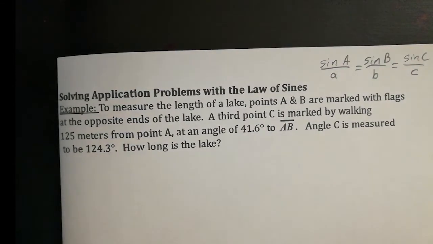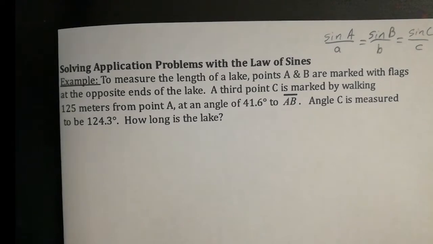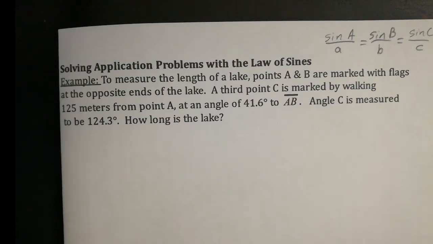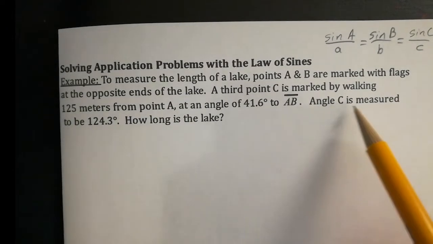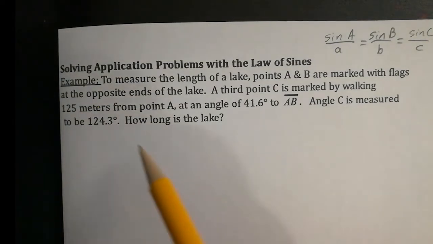Okay. All right, so this problem says to measure the length of a lake. Points A and B are marked with flags at the opposite ends of the lake. A third point C is marked by walking 125 meters from point A at an angle of 41.6 degrees to AB, line segment AB. Angle C is measured to be 124.3 degrees. How long is the lake?